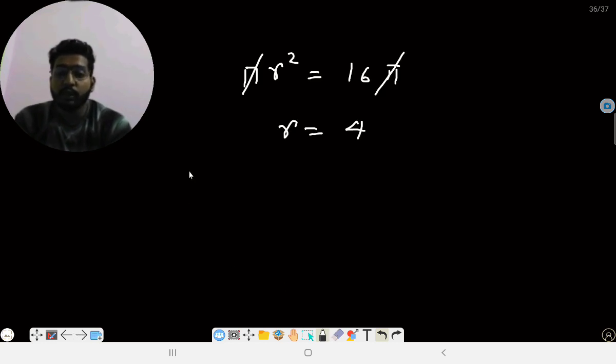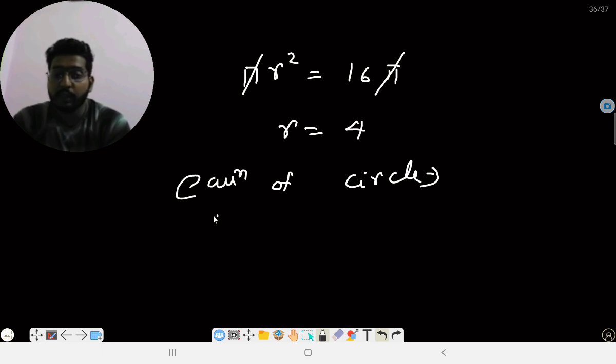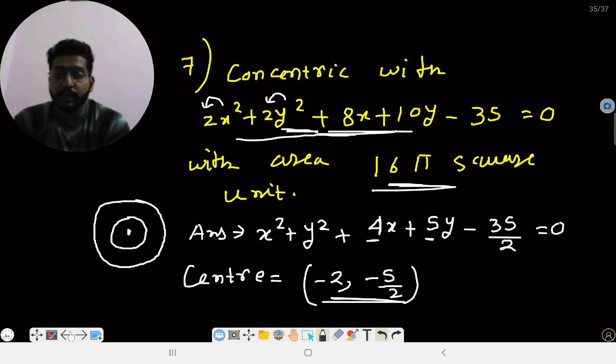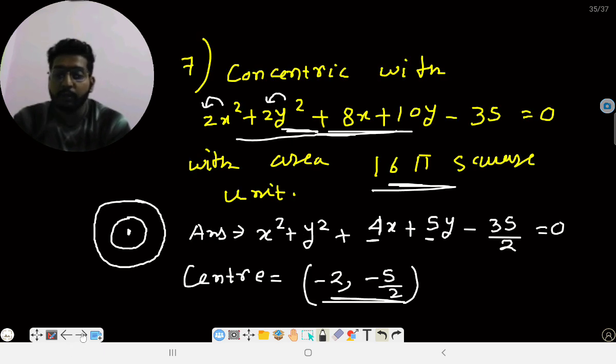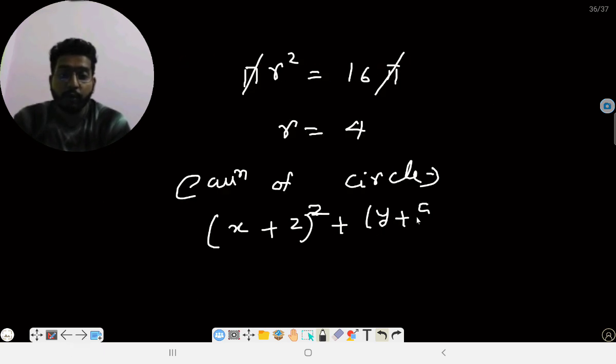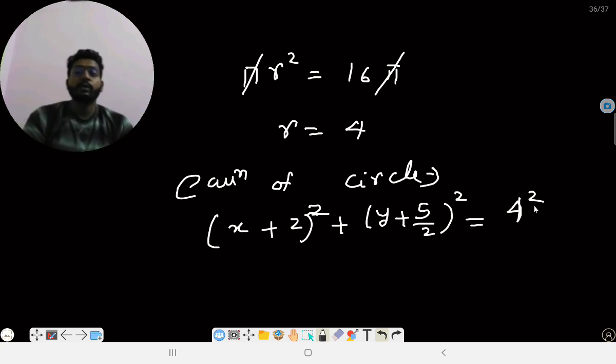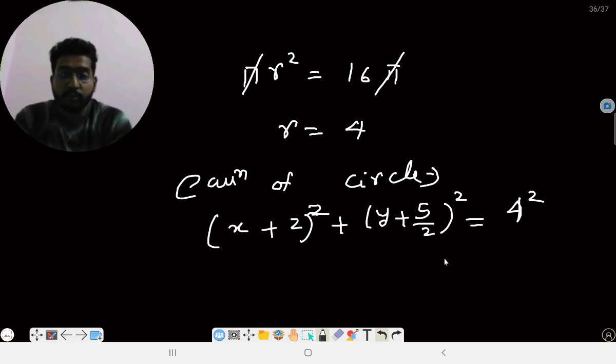So what will be the equation of the circle? The equation of the circle will be x minus x1, that means x minus minus 2, that means x plus 2 whole square, plus y minus minus 5 by 2, that means y plus 5 by 2 whole square, equals 4 square. That will be the equation of the circle. So this will be the answer. If I expand, you will get the proper answer here.